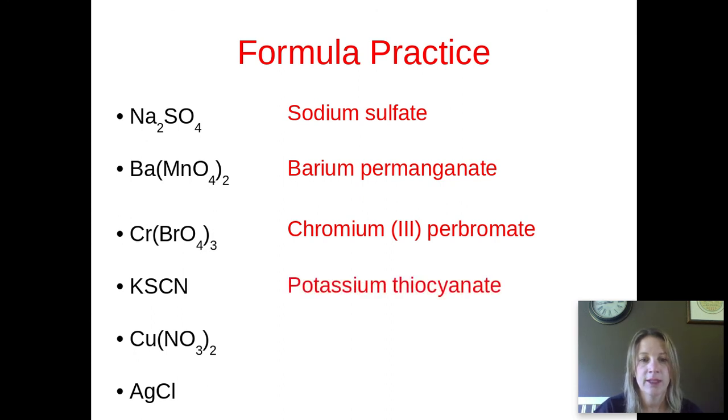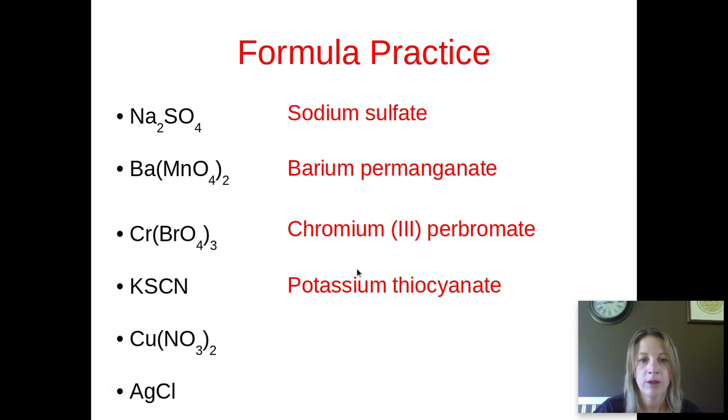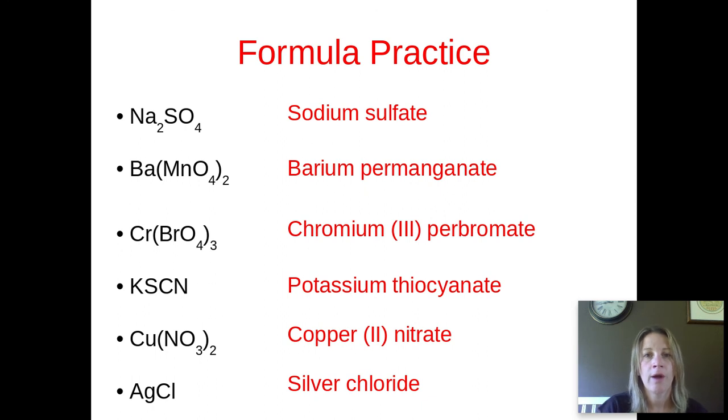Next one is potassium thiocyanate. This was a mistake on my part. Thiocyanate is not one of the ions you need to memorize. So if you didn't know that one, please do not panic. Next one is copper(II) nitrate. Again, need the Roman numeral. Copper is a transition metal with more than one choice of charge. And lastly, silver chloride.